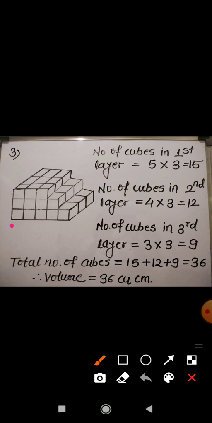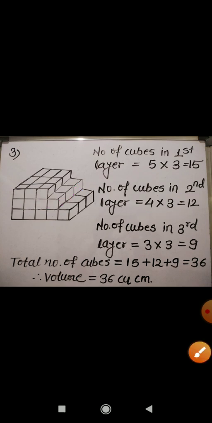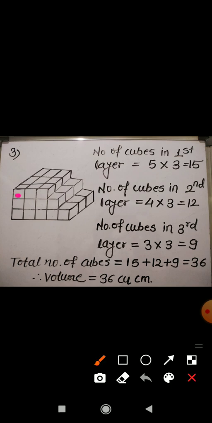Now in the first layer you can see here there are 5 cubes and this side we have 3 cubes, right? So number of cubes in the first layer are 5 into 3, which is equal to 15. Now in the second layer we have 4 cubes this side and 3 cubes this side. So number of cubes in the second layer are 4 into 3, which is equal to 12. And in third layer we have 3 cubes this side and 3 cubes this side. 3 3s are 9, means there are 9 cubes in third layer.